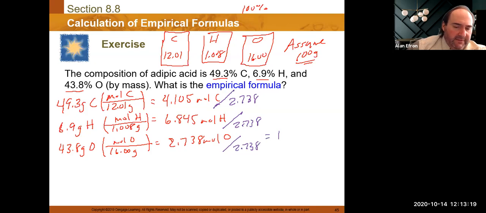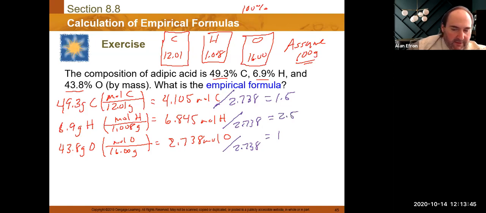So when we divide oxygen by itself, we get 1. When we divide the carbon by oxygen's number, we get about 1.5. And when we divide hydrogen by that number, we can type it in, right? I'll try that again. 8.5 divided by 2.738. We get 2.5.